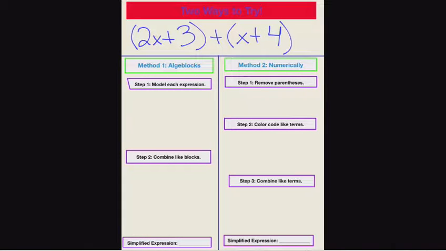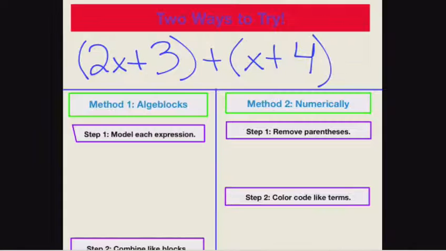Now, for each linear expression that we add, we're going to be doing this two different ways. We're going to be doing it with the Algeblocks, and we'll also be doing it numerically, because, unfortunately, we can't walk around with a bag of Algeblocks our whole life, but it does help us to visualize the expression and what we're doing. So the expression we've been given is 2x plus 3 in parentheses plus x plus 4 in parentheses. Okay? We're going to try this first with Algeblocks.